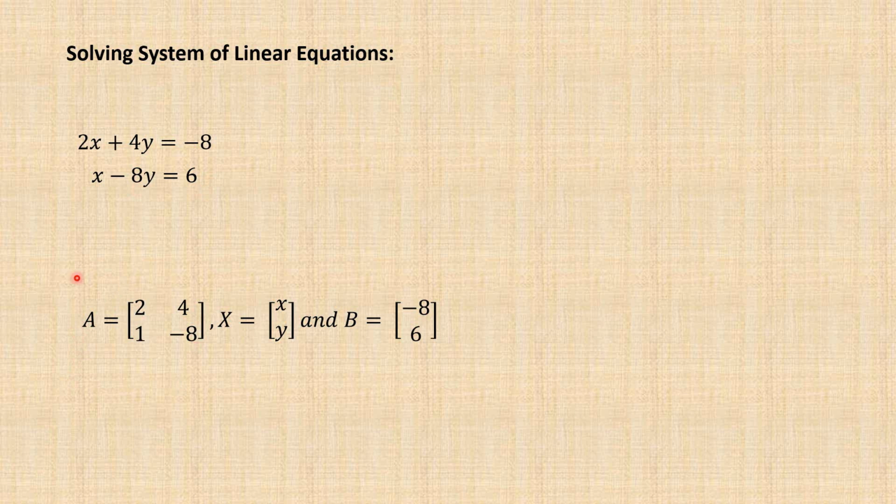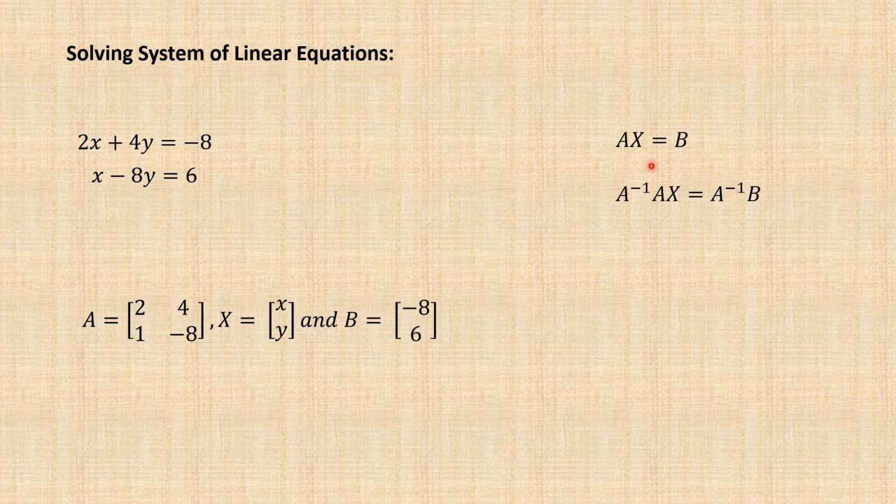To solve this system of linear equations, I am extracting three different matrices out of these linear equations. The first matrix is a square matrix of all the coefficients, and the second matrix is X, which is nothing but the variables x and y of the linear equations, and the third matrix is B, which is having the constants minus 8 and 6. Then we can establish the relationship between all these three matrices to get the same linear equations.